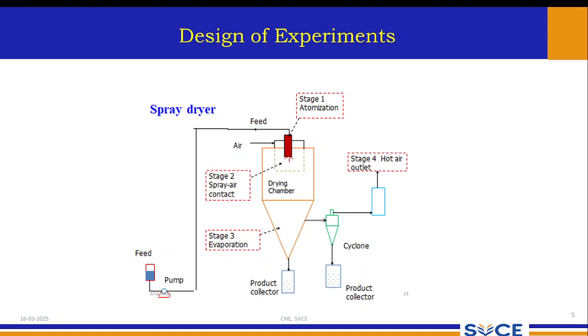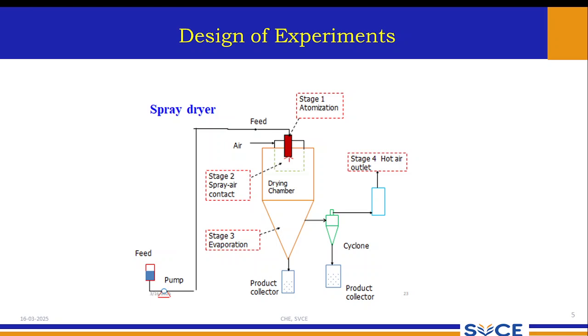You have high pressure atomization, which will convert the liquid into powder form. The evaporation takes place here, and you have a cyclone separator where it will separate the collected particles from the hot air. I don't want to get into this part. This is how the spray dryer works.